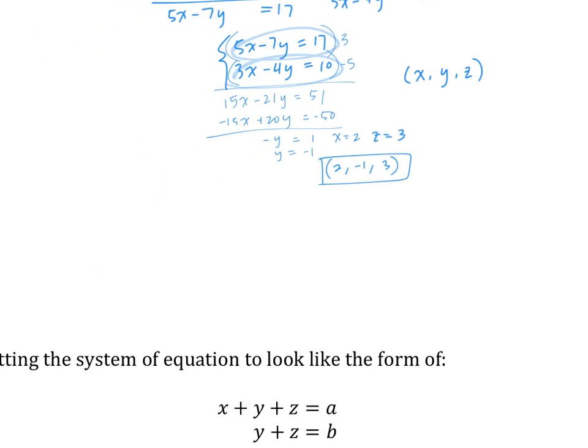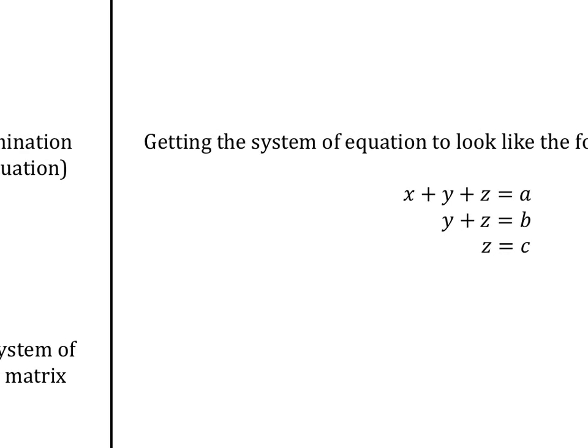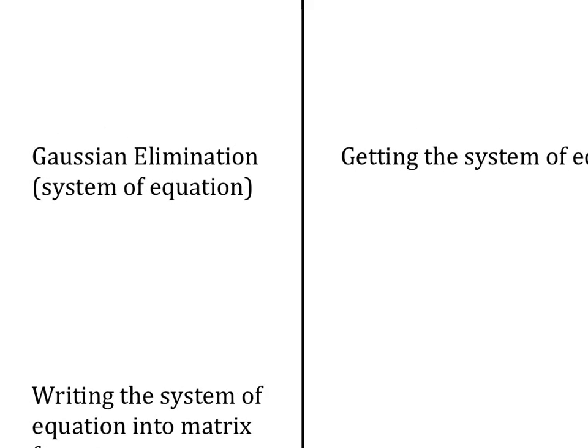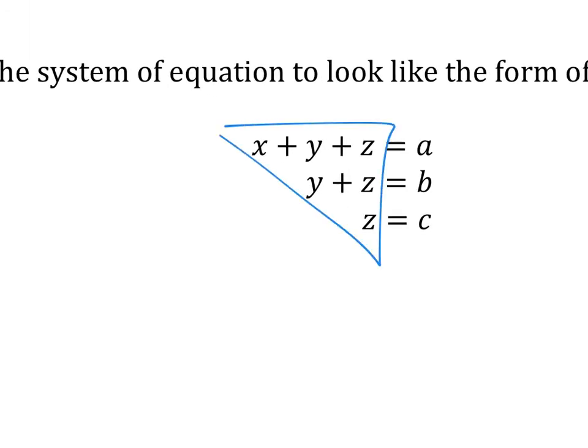So there are two matrices ways to do this. First is called the Gaussian elimination. What it means is we want to get it to look like this inverted triangle, or a side triangle. If we can get it into this form, then we will for sure know what z is equal to.